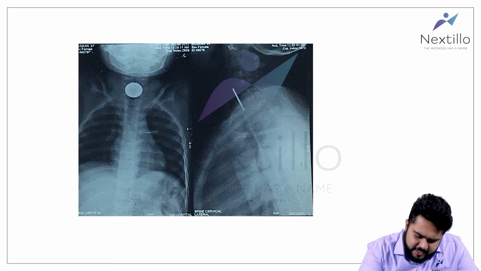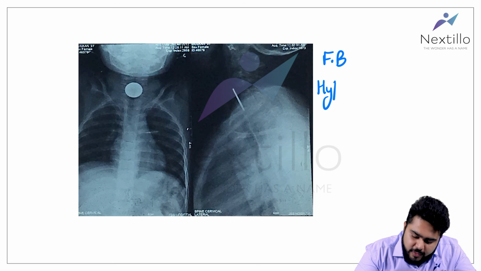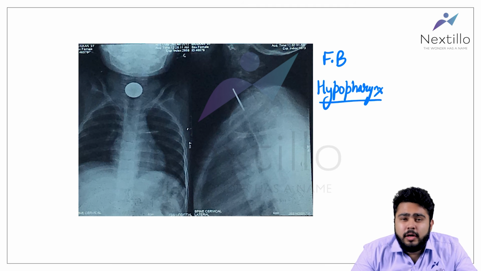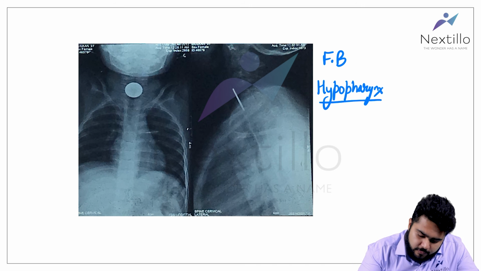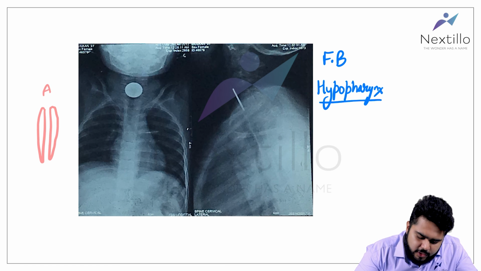Okay, very straightforward answer. This is foreign body. Where? This is foreign body throat. Yes, foreign body throat, but where? In the hypopharynx. This is stuck in the hypopharynx, has not gone into the trachea. How can I be so sure? If you look at the coin, how is the opening of our larynx? It is anterior-posterior.